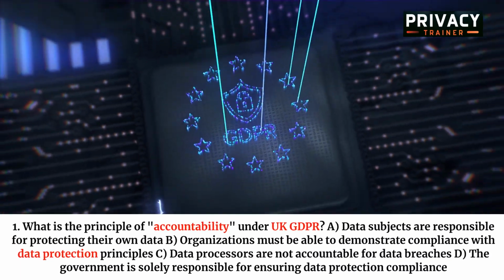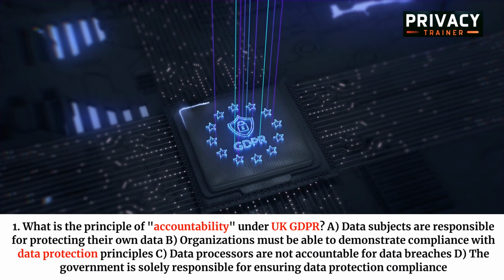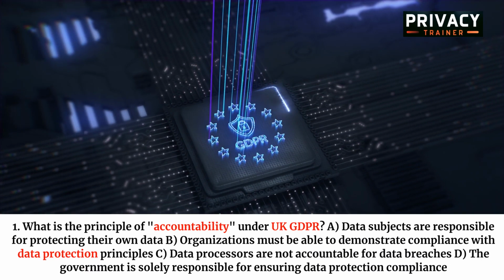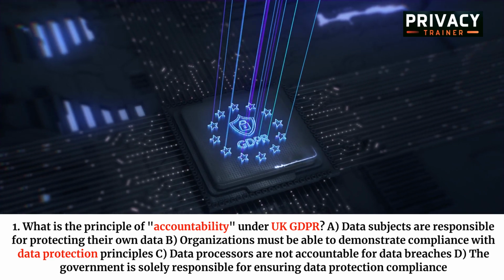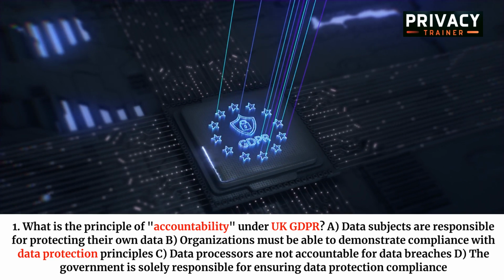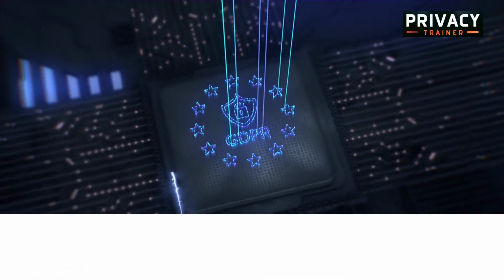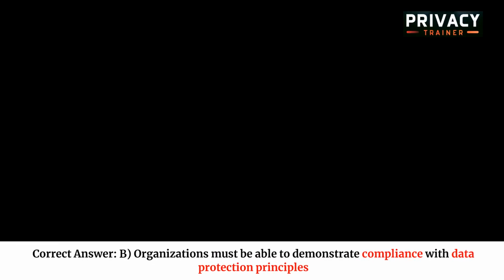1. What is the principle of accountability under UK GDPR? A. Data subjects are responsible for protecting their own data. B. Organizations must be able to demonstrate compliance with data protection principles. C. Data processors are not accountable for data breaches. D. The government is solely responsible for ensuring data protection compliance. Correct answer. B. Organizations must be able to demonstrate compliance with data protection principles.